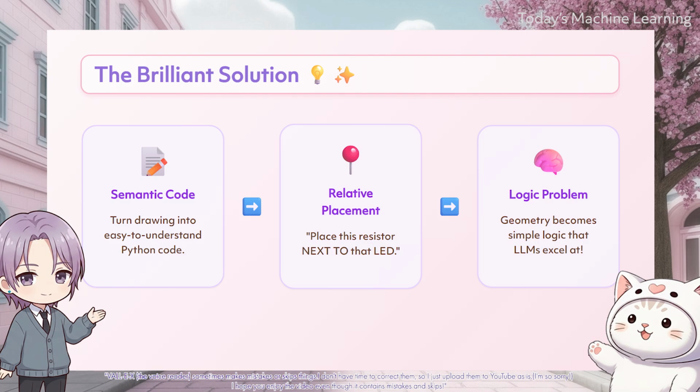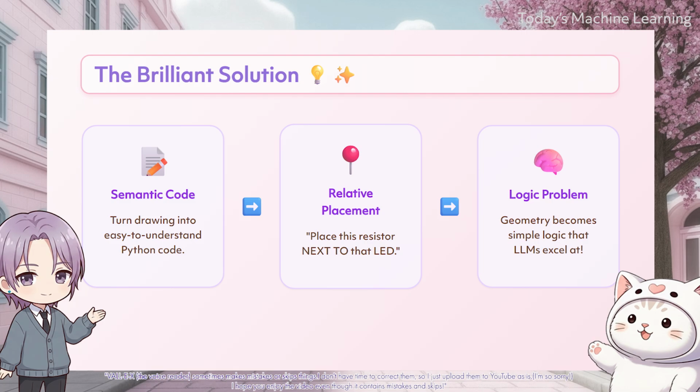Smart researchers from Microsoft Research came up with a brilliant idea. Instead of forcing the AI to read those messy, geometry-heavy files, or trying to make it draw an image, they invented a new way to represent the schematics. They created a Semantic Grounded Code Representation. That means they turned the process of drawing a schematic into simple, easy-to-understand Python code.